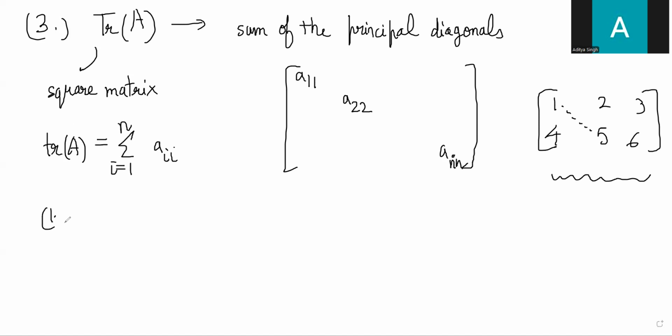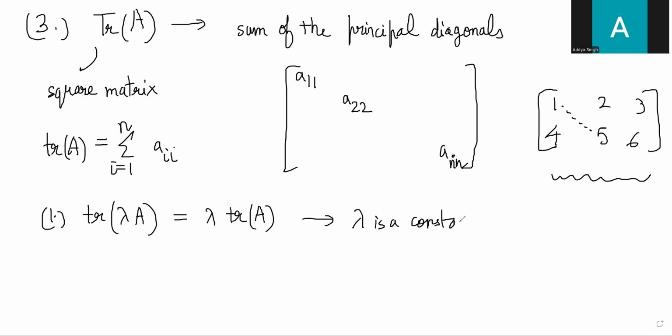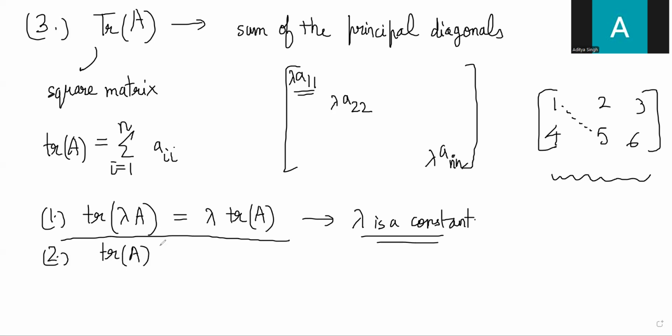So first property is trace of lambda A will be equal to lambda times trace of A, where lambda is a constant. The reason is obvious. When we multiply by a scalar, every term gets multiplied. So all the diagonal terms become lambda, lambda, and all, right? So this property should be obvious, right? Yes sir.